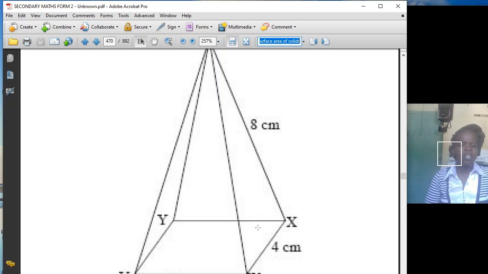Then finding the area of the triangular faces, it will be a half times 4, which is the base, times the height, which you will have calculated, times the 4 triangular faces. 1, 2, 3, 4.